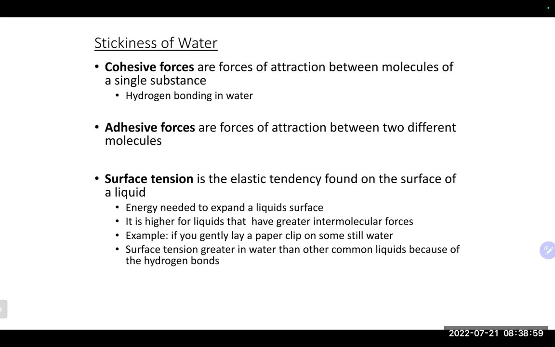Adhesive forces are the forces of attraction between different molecules. And as we'll see a little later on, this is why we see the meniscus forming when we have a liquid in a glass tube. In this case, the liquid is more attracted to the walls of the container than to itself. So it causes the liquid to rise up the walls of the container and make the meniscus that we see. That's why when we read the meniscus, we read from the bottom of the meniscus, because this part here just rose up the wall because of the attractive forces.